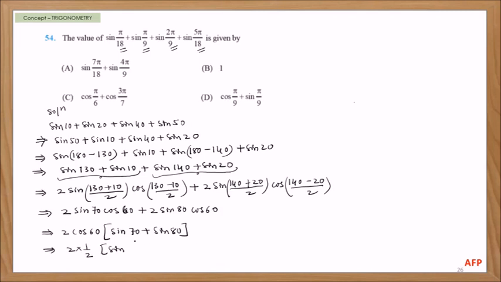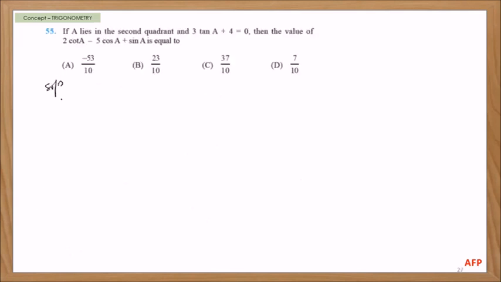Sin 70 we can write as 1 divided by its complement, sin 80 you can write similarly. Okay, these two will get cancelled and you are getting sin 7 pi by 18. So you can go for cancellation, plus sin 4 pi by 9 also can write. Okay, so this is what the answer is here.